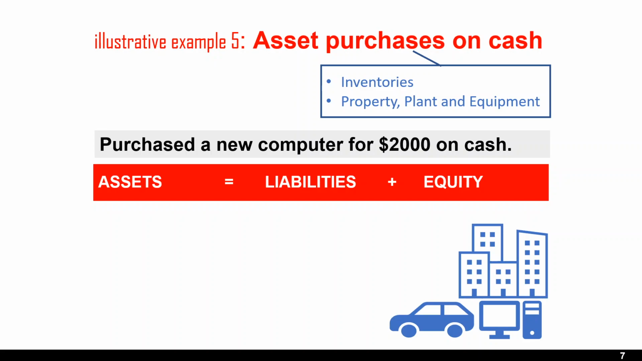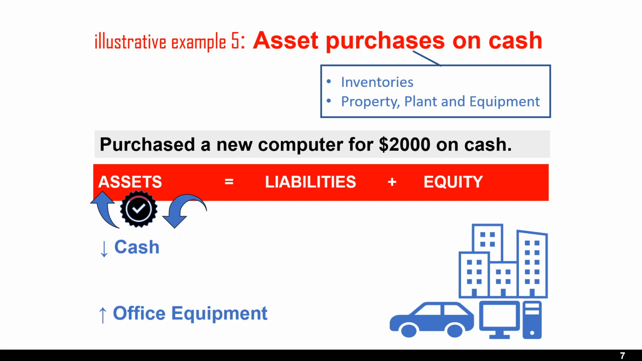Okay, let's go back to the transaction. Purchased a new computer for $2,000. So cash goes out of the business. That means cash asset decreased. We cannot write off the computer as an expense because we use it more than a year. Of course, we use a laptop for at least 3 to 4 years. Of course, it is more than a year, so it is an asset. So the laptop asset increased by $2,000.